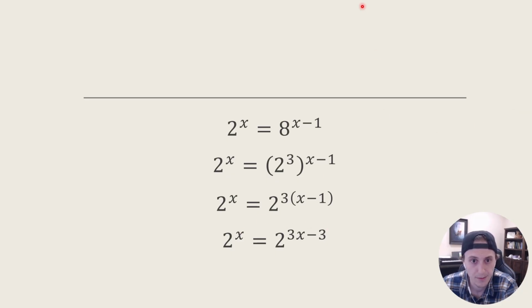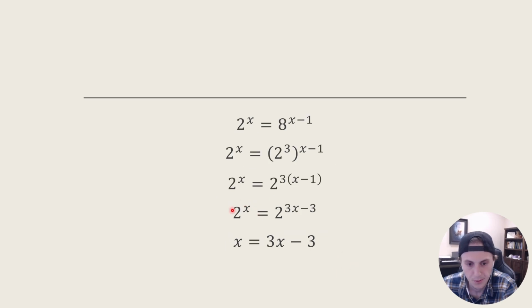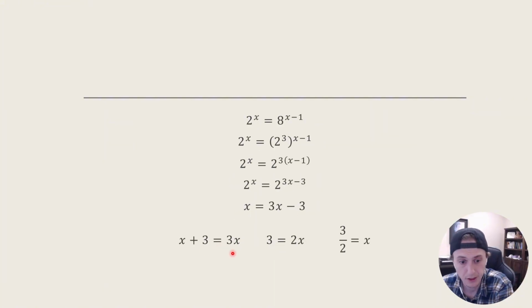Now that we have the same base, we can simplify the equation to only the exponents. So we were here. Now we can get rid of these bases because they're the same on both sides, and we can do x equals 3x minus 3. Now this is simple algebra that you already know. Let's get the x on the same side, and here are the last steps to the solution.